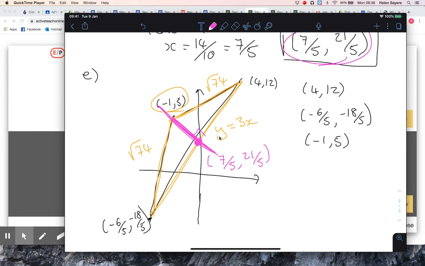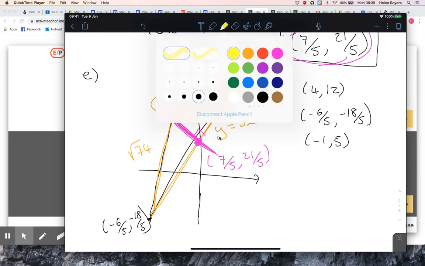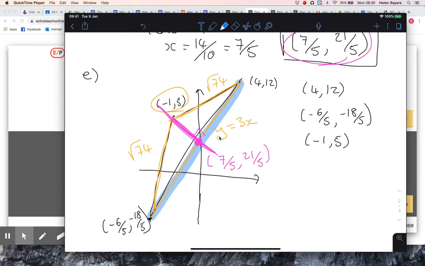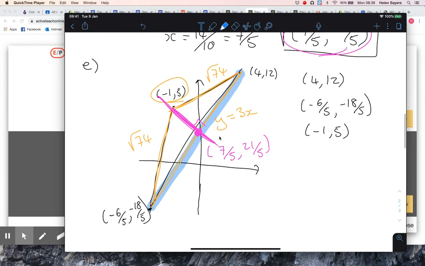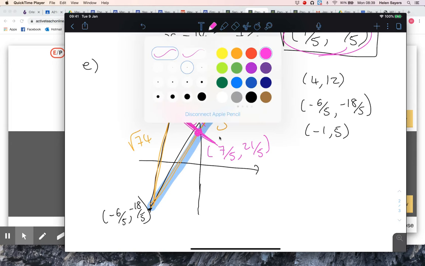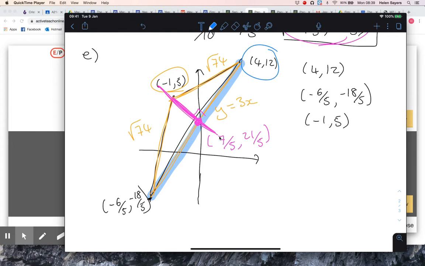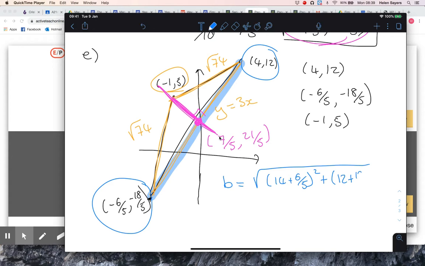So all I really need to do, I might even have missed some other shortcut actually, because even this seems a bit much for 2 marks, but it certainly could be correct. If I can get that length there, that's the base of my triangle. So that length is just the distance between those 2 points. I'll call that B for base. So the base of my triangle is the square root of 4 minus minus 6/5 all squared, and then 12 minus minus 18/5 all squared.